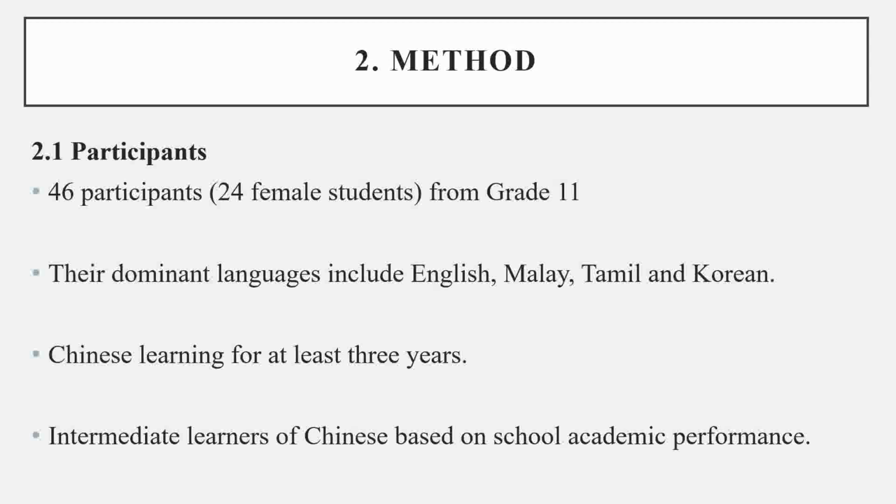Here is the methodology part. The participants in this study were 46 high school students, which included 24 male students from grade 11. Their dominant languages include English, Malay, Tamil, and Korean. They have been learning Chinese for at least 3 years, and according to their school academic performance, they were regarded as intermediate learners of Chinese.